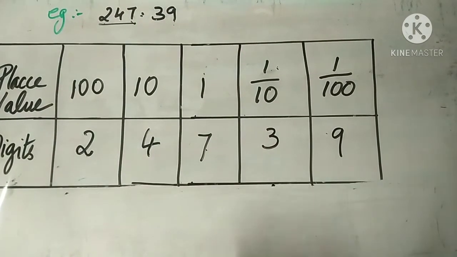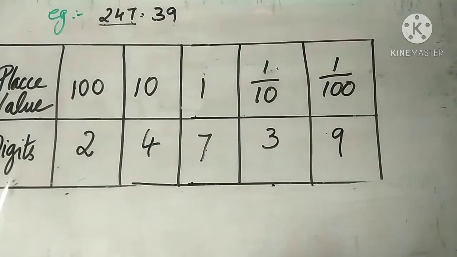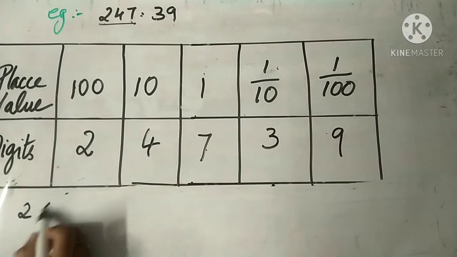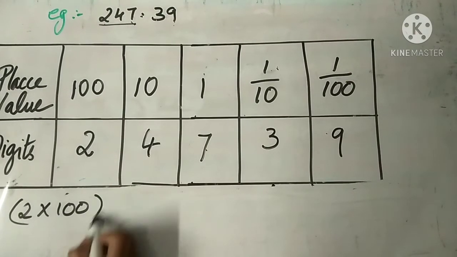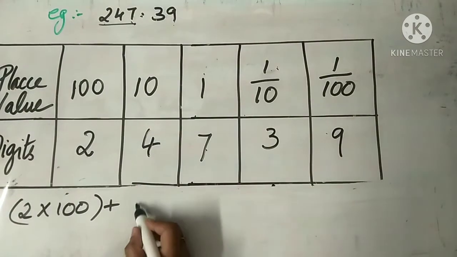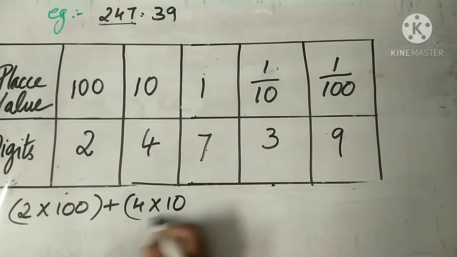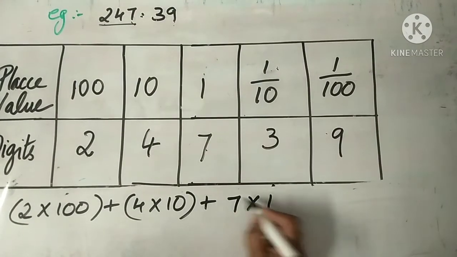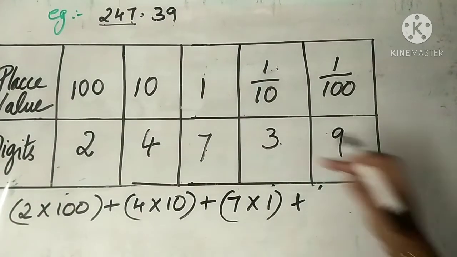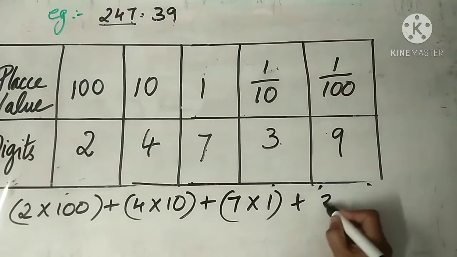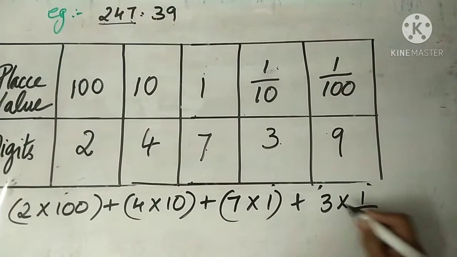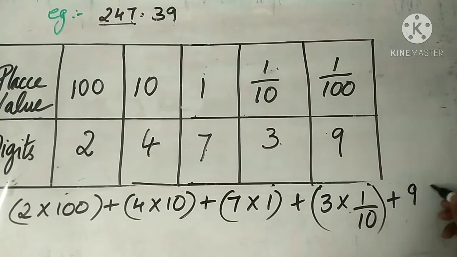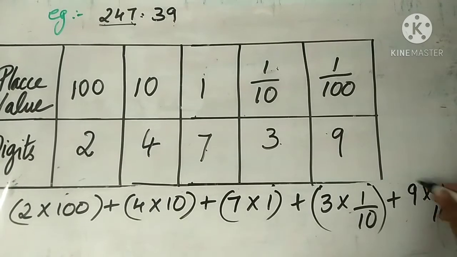Now let's see how we can split this number according to the place value. 2 is in hundreds place, so we can write 2 into 100 plus 4 is in tens place. So we write 4 into 10 plus 7 is in ones place. So we write 7 into 1 plus 3 is in 10th place. So we write 3 into 1 by 10 plus 9 is in 100th place. So we write 9 into 1 by 100.